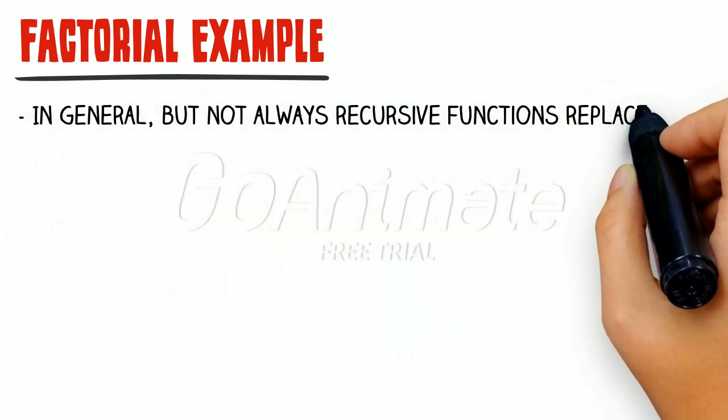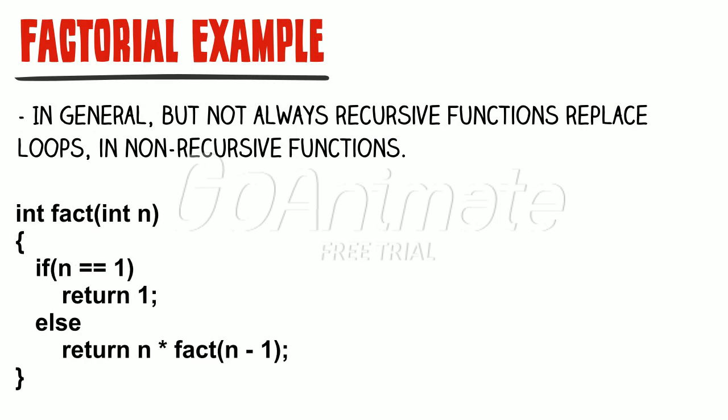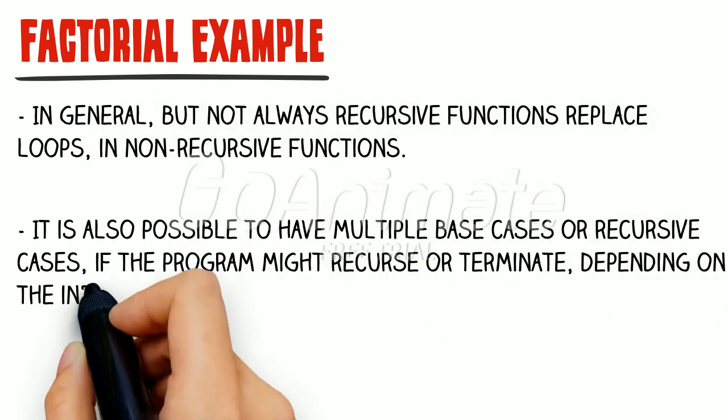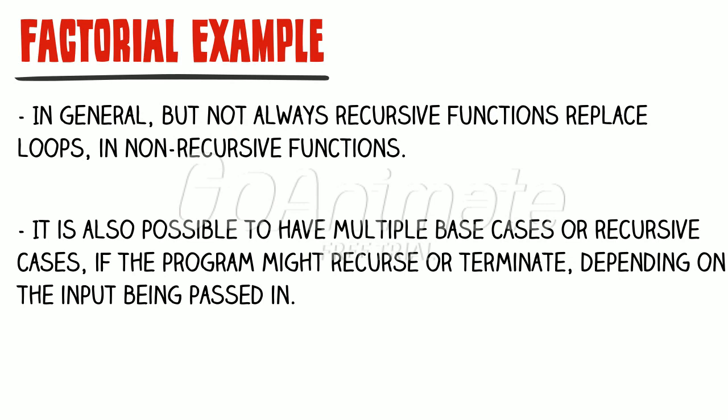A recursive function can replace a loop in a non-recursive function. So here side by side is the iterative version of the factorial function. Both of these calculate the same thing. The version on the left uses recursion to do it, and on the right uses a loop. So these two functions do the same thing, but in different ways. A recursive function can have more than one base case or a recursive case, depending on the problem you are trying to solve and on the input being passed.